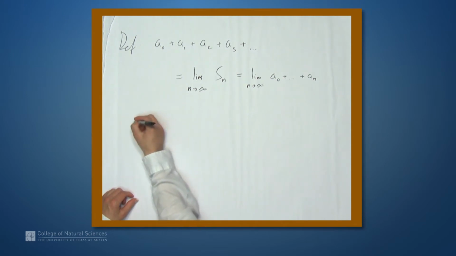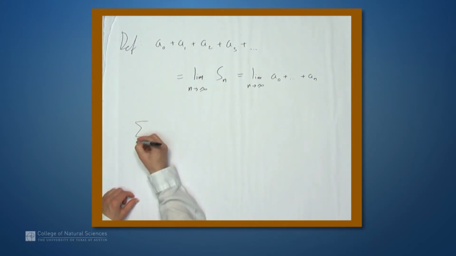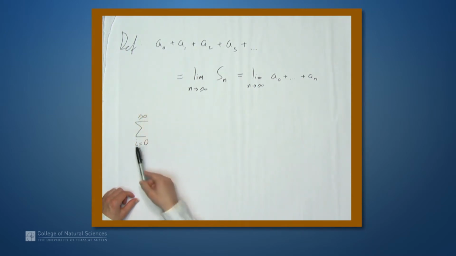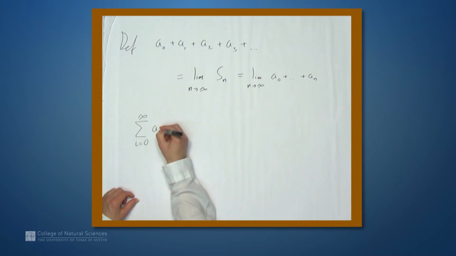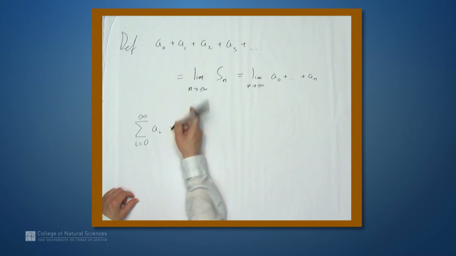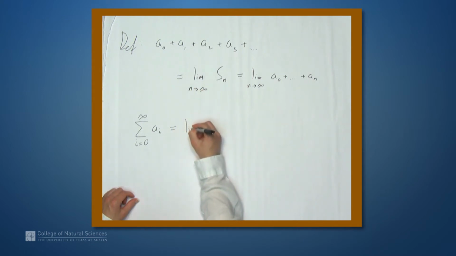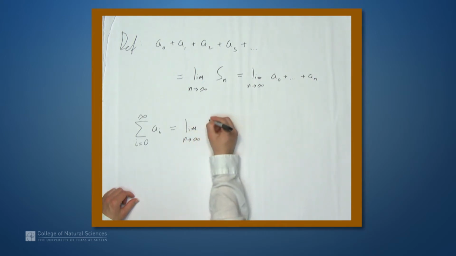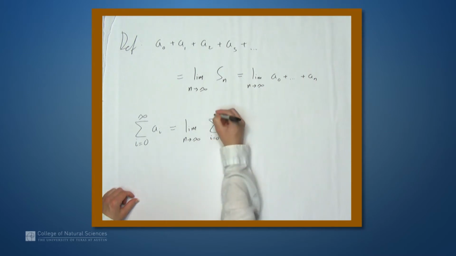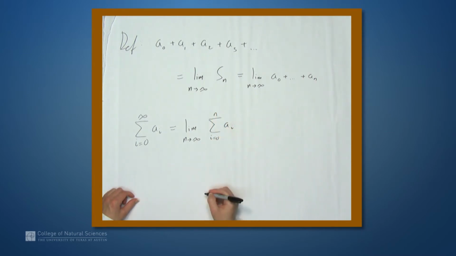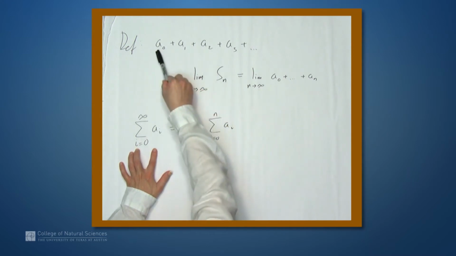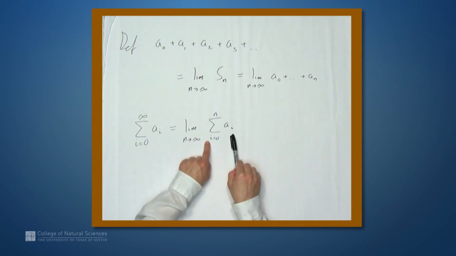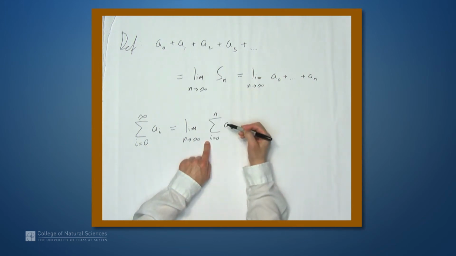If we want to use sigma notation, we can also define an infinite series to be something like this. The sum from i equals 0 to infinity, a sub i. And then, using the same idea, this, by definition, is the limit as n approaches infinity of the sum from i equals 0 to n of a sub i. Right, this notation here is just another way of writing this series, and this notation here is just another way of writing the nth partial sum.